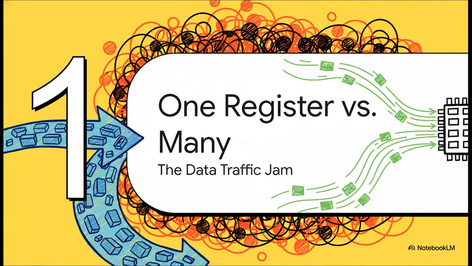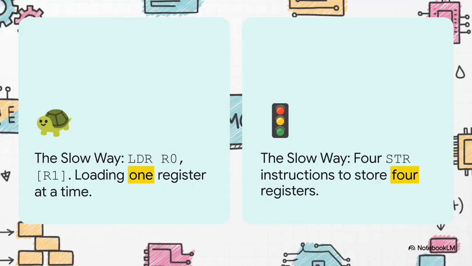Okay, so at the very core of what a processor does, it's constantly shuffling data around, moving it from memory into its own super-fast storage spots called registers. The problem is, if you do that one little piece at a time, you end up with a serious data traffic jam. Just look at this.